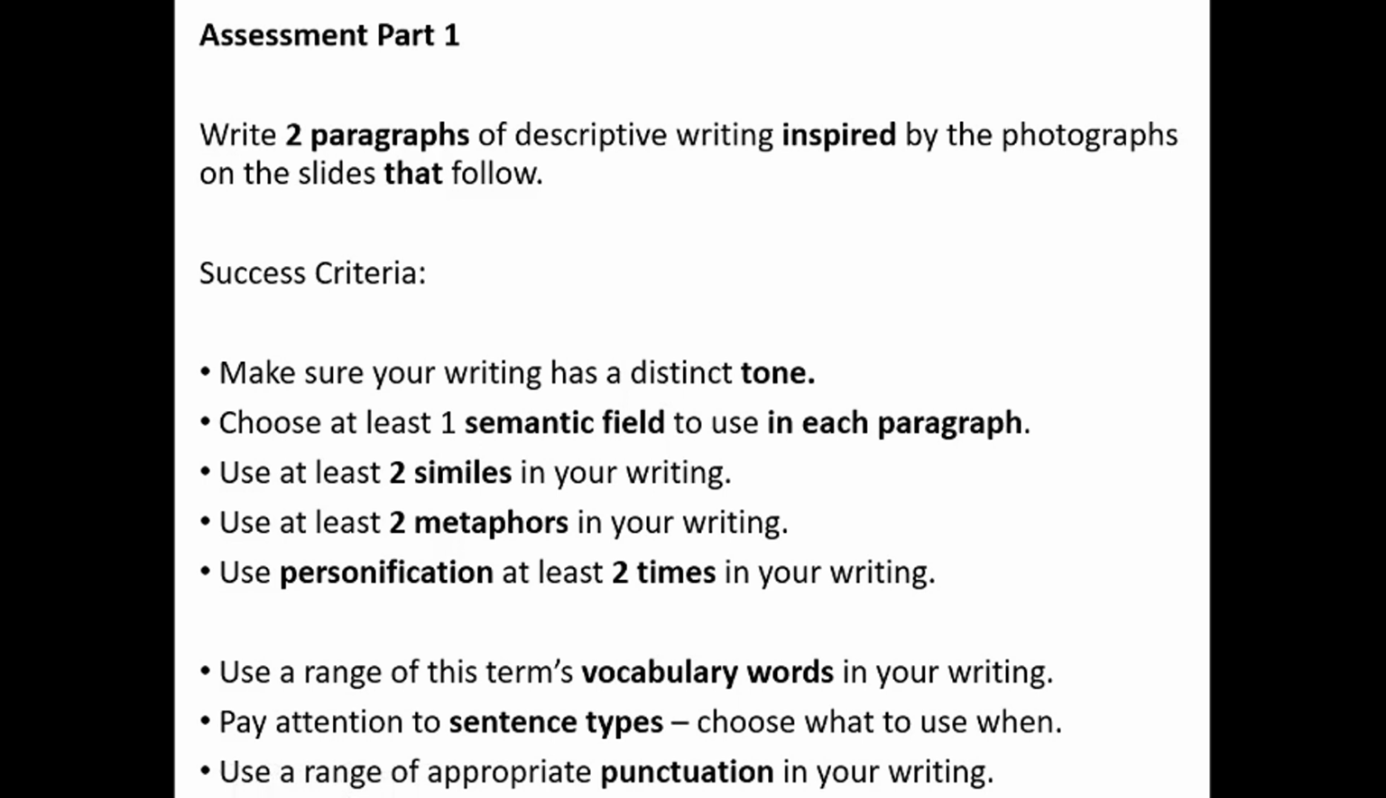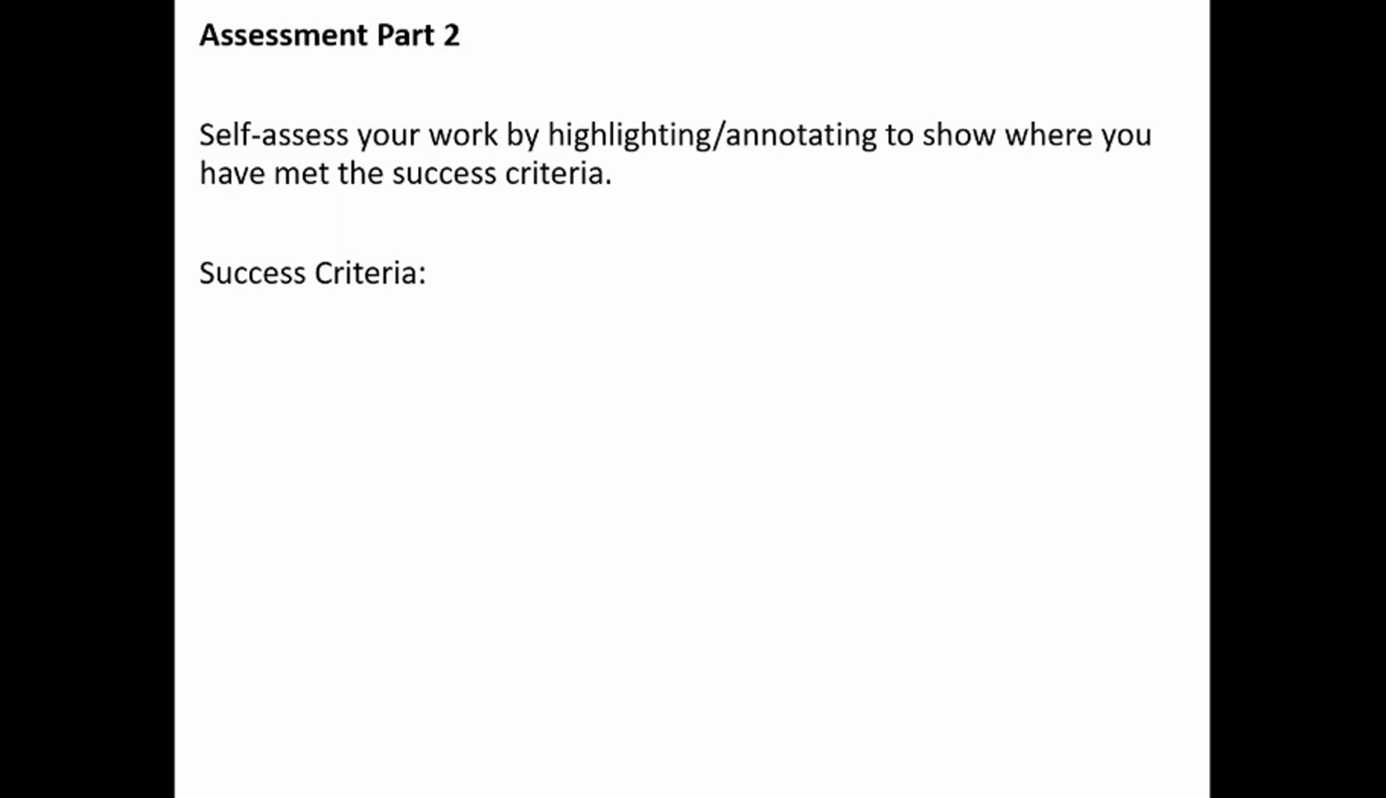Now, hopefully it's been a while since you last heard my voice, so welcome back. And let me take you through the self-assessment part. So we're going to self-assess your work by highlighting or annotating to show where you have met the success criteria. Now, if you've got enough highlighter colors to have a different color for each of the success criteria, and you want to do it like that, so you've got your similes in red and your semantic field in green and your personification in yellow. If you have highlighters to do that, that's fine.